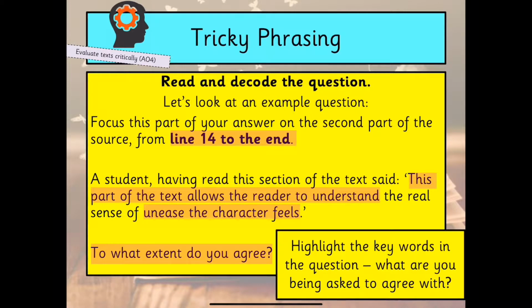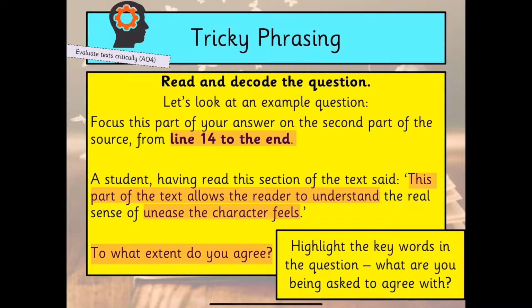So here's what I highlighted. First of all, the section of the text that the question wants you to focus on. In a second, you've guessed it, I'm going to ask you to draw a box around it. Then the next bit, I'm looking for what it is I'm actually being asked to agree with. So the section about a student having read this section of the text is essentially irrelevant. That doesn't add anything to my question. It's not going to give me anything useful to use in my answer, so I'm going to disregard it. However, what the student did say, that's what I'm being asked to agree with, so I'm going to read that again and look at the key information.